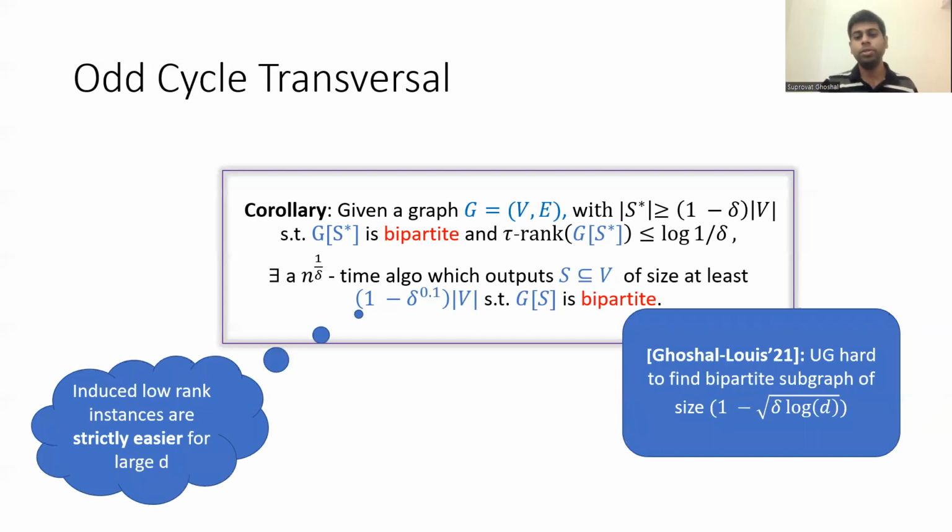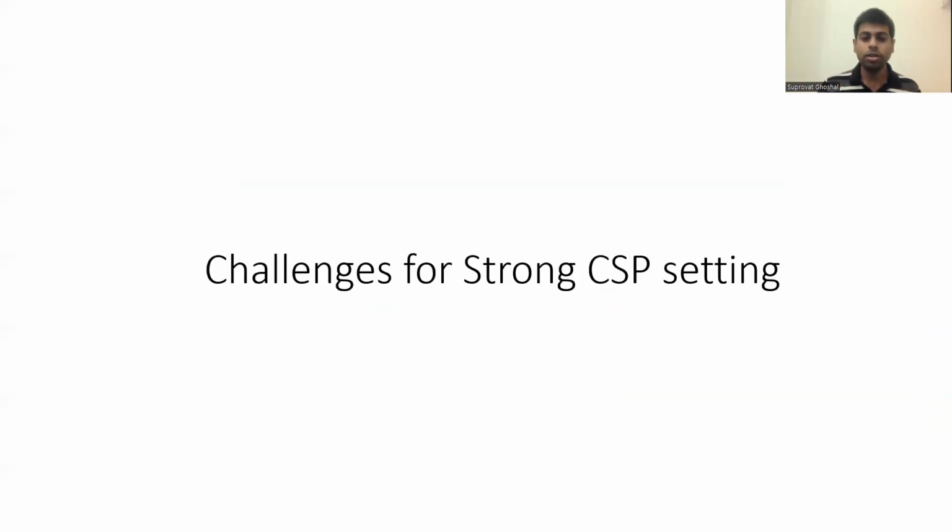And again, the bound in this corollary is clearly independent of the parameter d. So this is saying that odd cycle transversal is strictly easier in low threshold rank instances, especially when d is large. Now, in the rest of the talk, I will try to describe the main challenges one can face in trying to transfer techniques that work for max CSP algorithms in the low threshold rank setting. And then I'll give a sketch of our approach and we'll briefly see how we address those challenges.